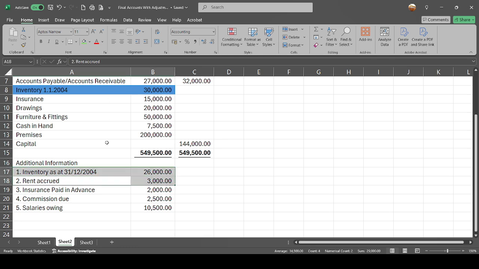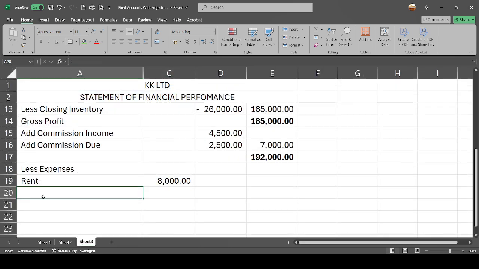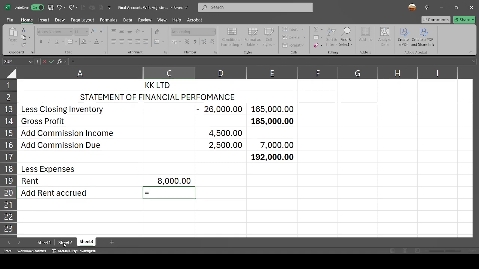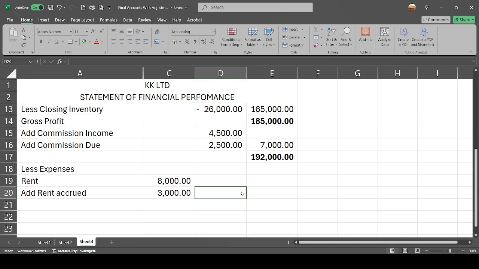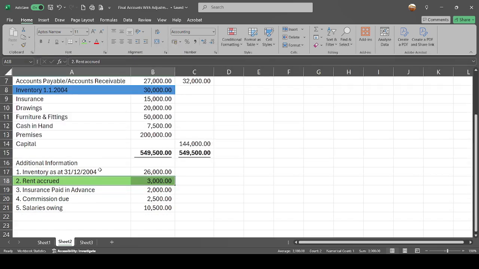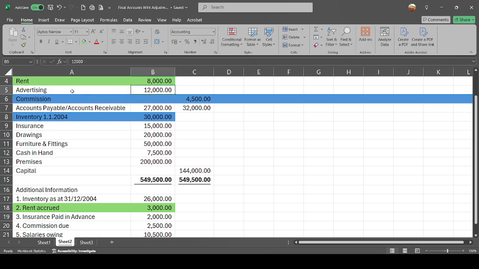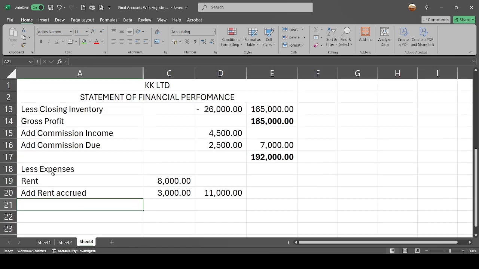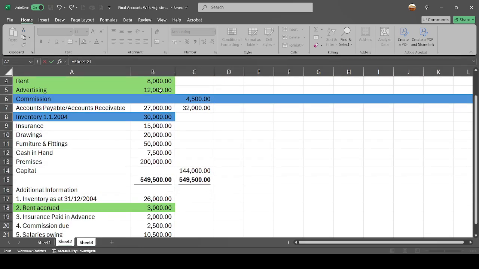I want to check if we have some additional information. There's a rent accrued that we have already incurred, but we have not paid. That is 3,000. So we come over there and say we are adding rent accrued. That is rent for a house that we have lived in, but we have not paid the rent, and the figure there is 3,000. So our total rent will be 11,000. Then the next expense in our trial balance is advertising. The figure there is 12,000. So I come over here and I say advertising, and I doubt if there is any adjustment to advertising. There is none. So it equals the figure for advertising, which is 12,000.